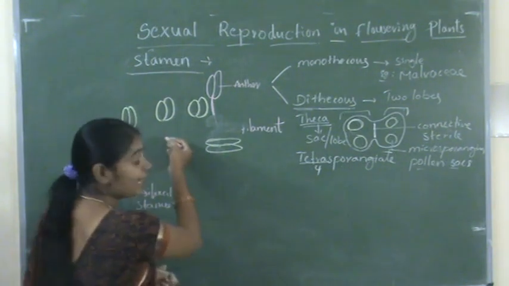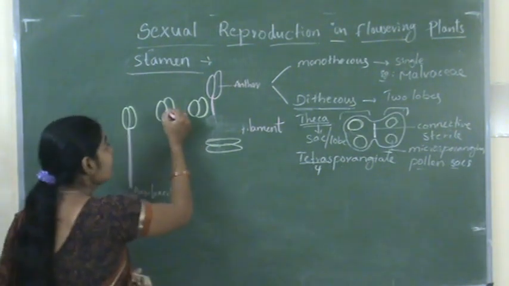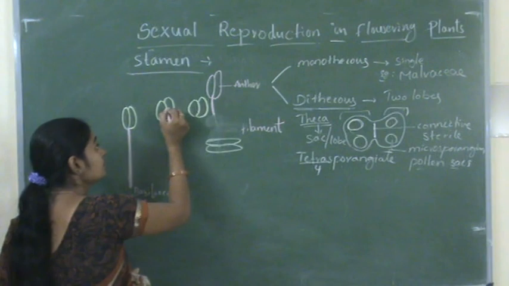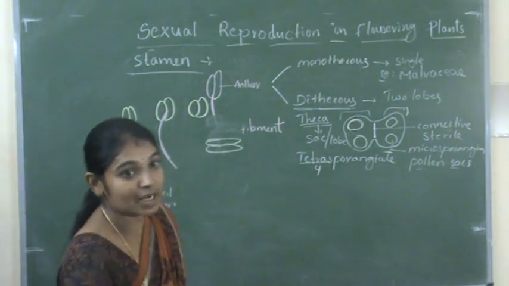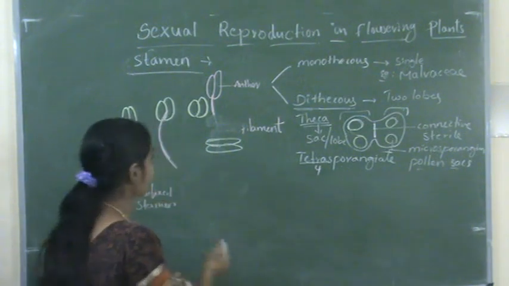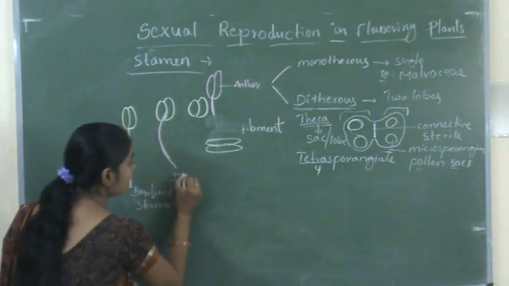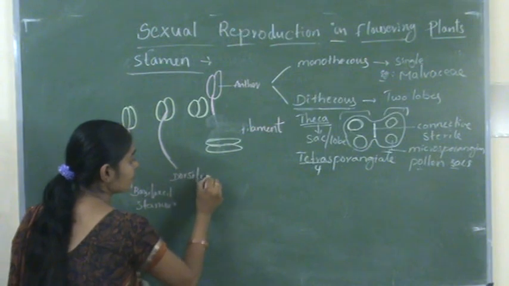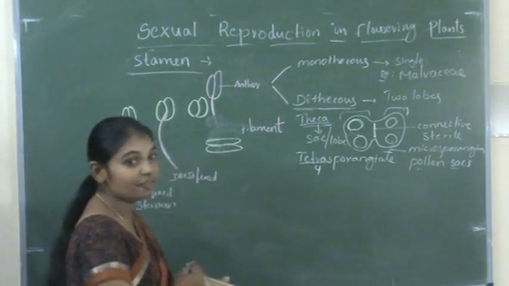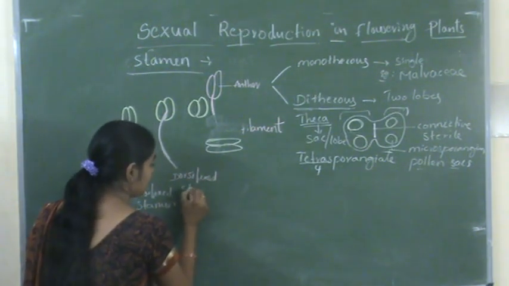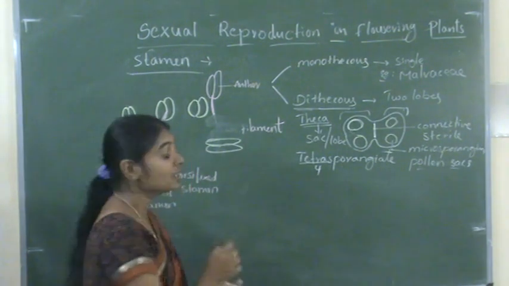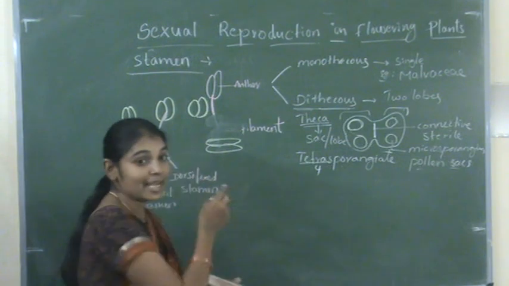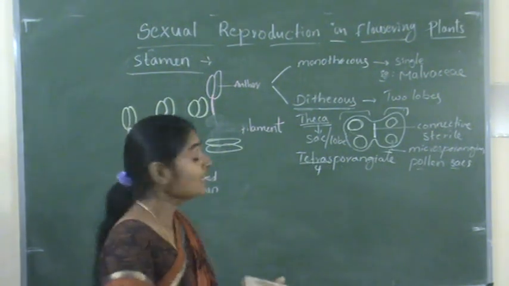And another type of anther is one in which the filament is attached on the dorsal side of the anther. So that is called dorsifixed stamen. In dorsifixed stamen, the filament is attached on the dorsal side of the anther.